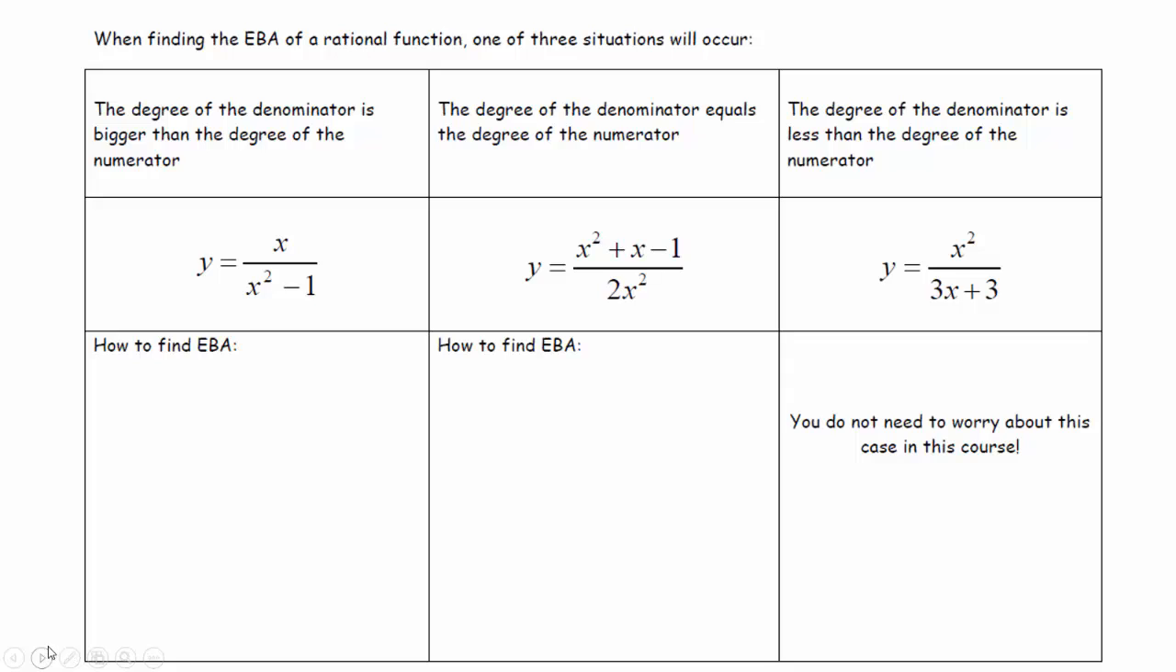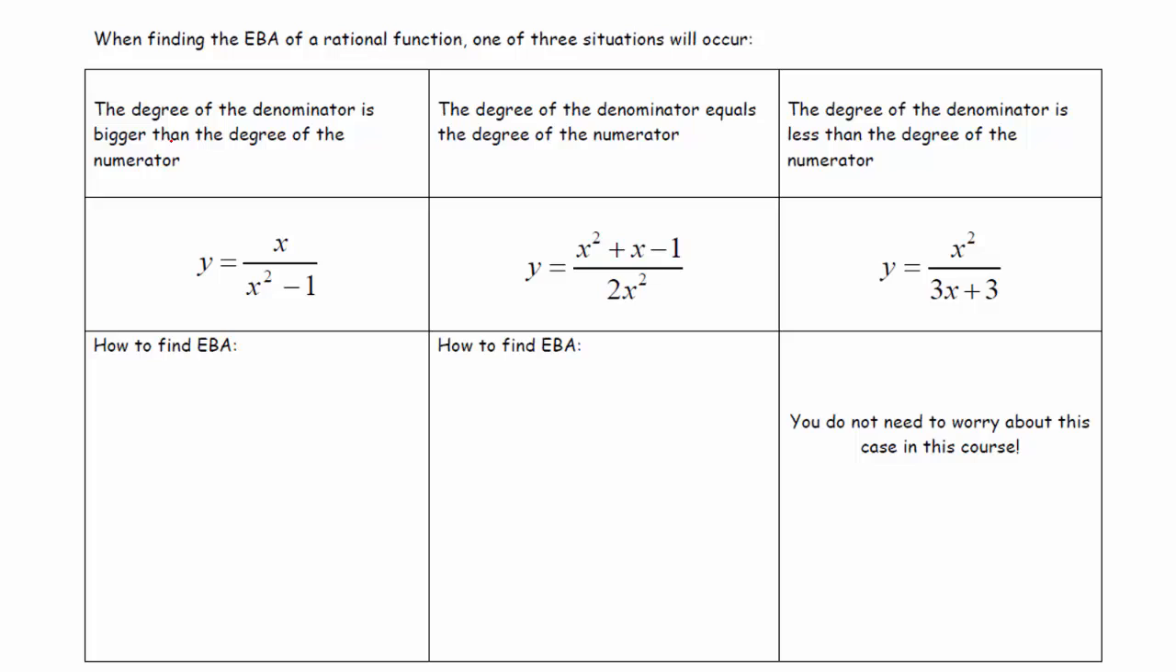When you're going to find the end behavior asymptote of a rational function, one of three things will have to occur. Also notice that I'm going to abbreviate end behavior asymptote with the initials EBA from now on. One of three things will have to happen.